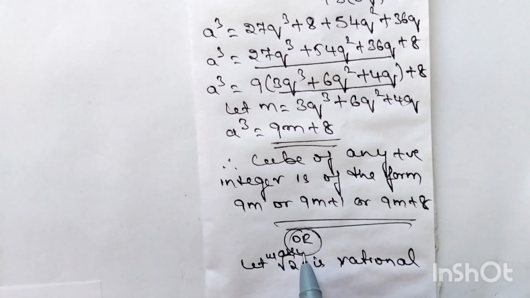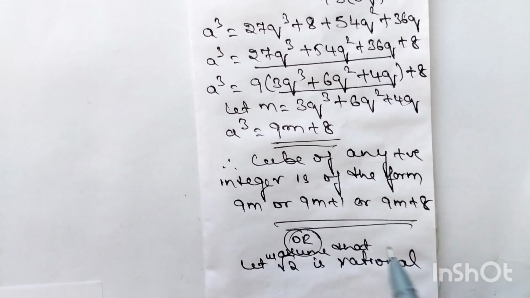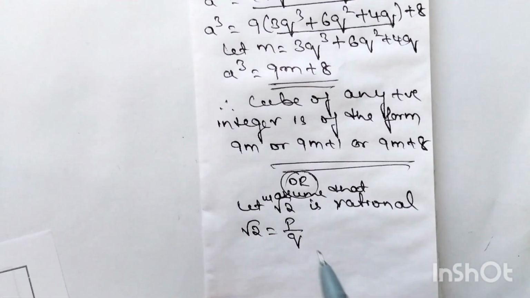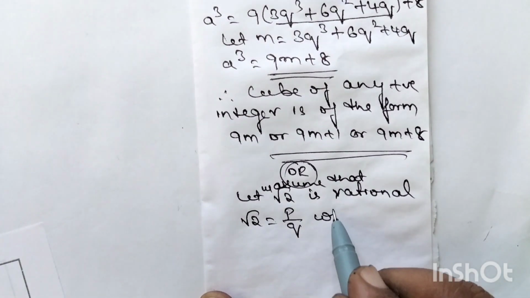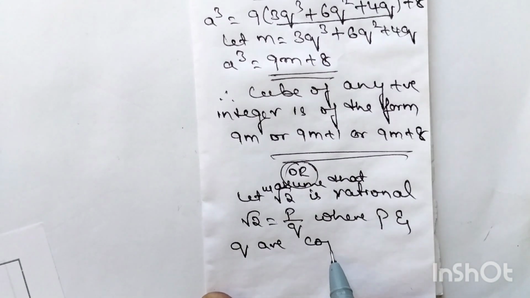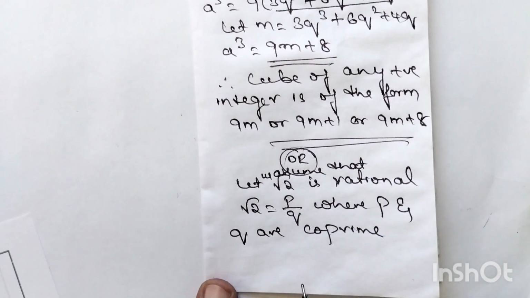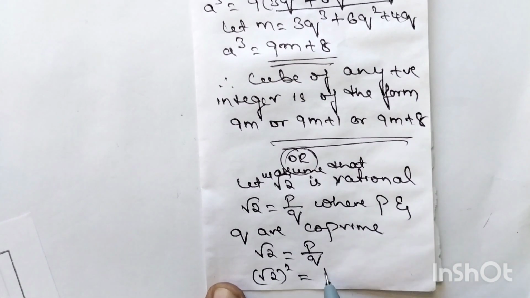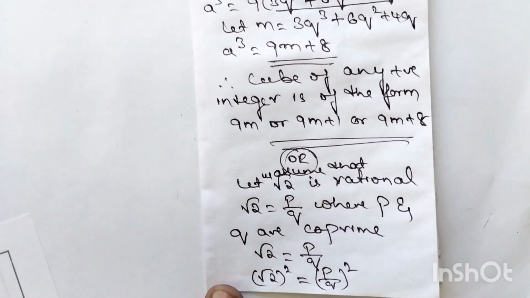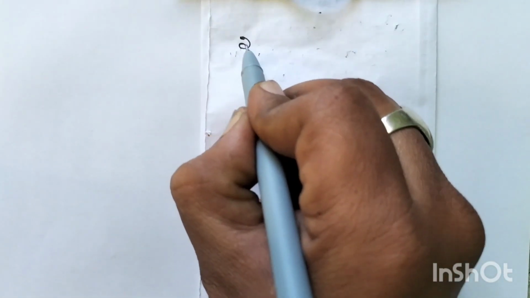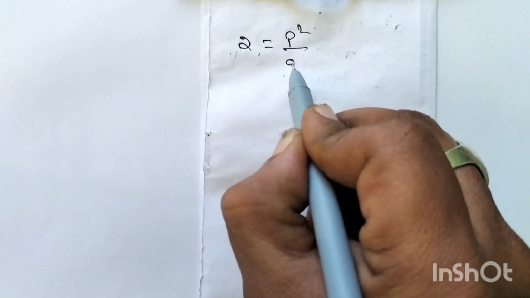Let us assume that root 2 is rational. If root 2 is rational, then root 2 is equal to p by q, where p and q are co-prime, in the sense having only one as a common factor. Then root 2 is equal to p by q, square on both sides. Root 2 whole square is equal to p by q whole square. So we have to square on both sides. If you square on both sides, root 2 whole square becomes 2, which is equal to p square by q square.